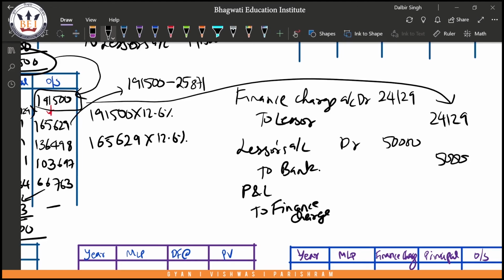So you've paid the first installment. Then you're going to transfer the finance charge to the P&L. So P&L account debit to finance charge 24,129. Yeah, these are the entries you will pass for the finance charge.